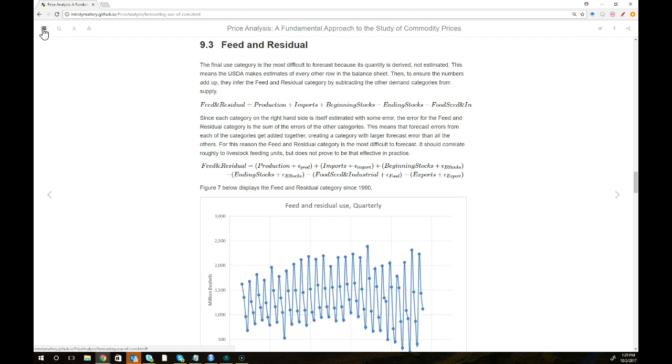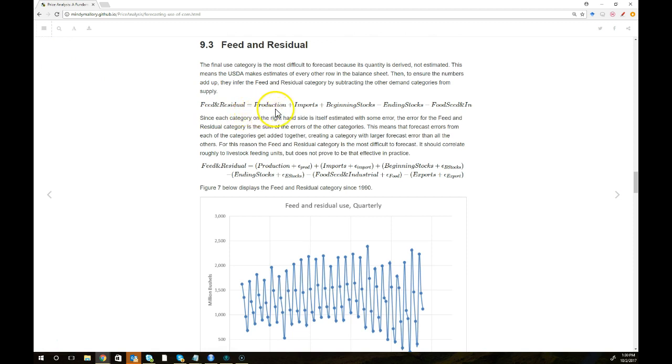Now recall when we learned about the basics of balance sheets and when we learned about the WASDE report, we already know that the feed and residual category is actually a derived category, and that means that the USDA does not go out and survey people in the market to get an estimate of how much use is going into livestock feed and such. They literally just take all of the supply categories and subtract off both of the other use categories and subtract off their estimate of ending stocks, and that's what they get for their estimate of the feed and residual category.